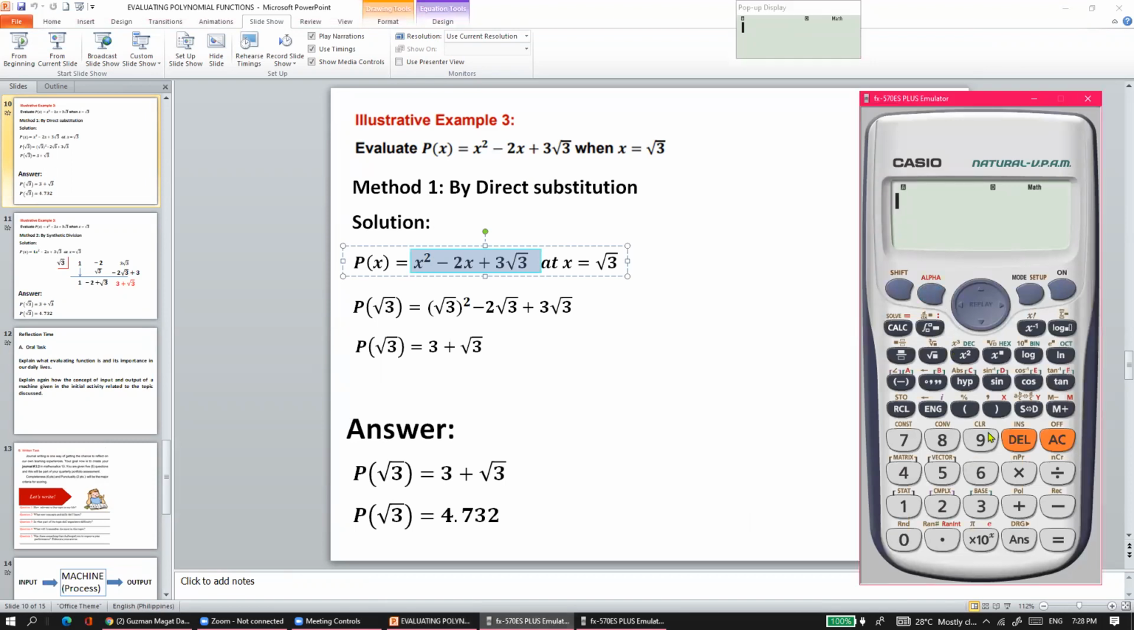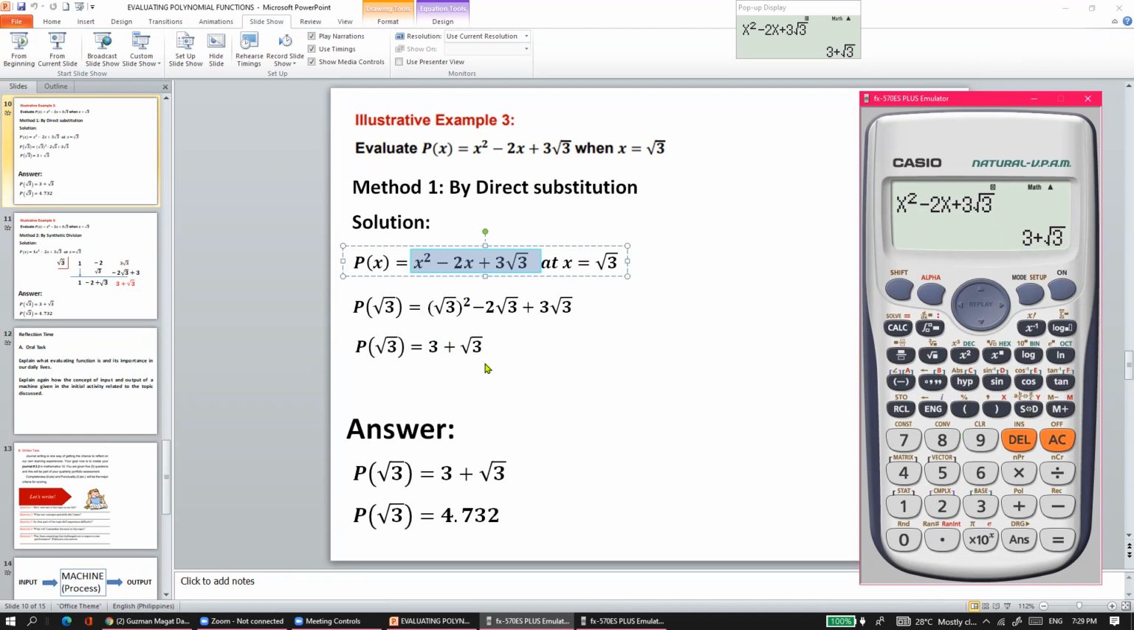So, I'll type alpha x and then square minus 2, then I'll type alpha x plus 3 square root of 3. Nakatype na siya, anak, di ba? Guess mo ba siya? Yes, sir. I-type ko na. Pipindutin ko lang yung calc. Ano daw ang value ng x? I'll type square root of 3, then close. And then I'll press equal. Ayun yung sagot ko. 3 plus square root of 3.